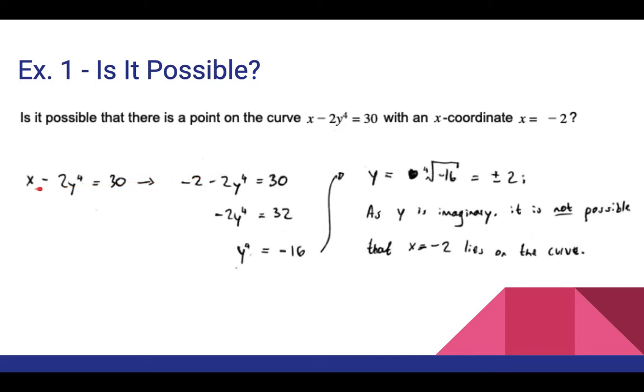In this case, we have x minus 2y to the 4th equals 30. We plug in x equals negative 2 to get negative 2 minus 2y to the 4th equals 30. Solving, we get negative 2y to the 4th equals 32, or y to the 4th equals negative 16. If we find the solution to this, we get y equals the fourth root of negative 16, which is going to equal plus or minus 2i. So the answer lies in finding y, and we see that, in fact, it is not possible that there's a point on the curve with x equals negative 2, because when we solve for the corresponding y-coordinate, we get an imaginary number, which is not possible because all numbers we work with in calculus are real numbers. That's the logic you want to apply to these types of questions when it's asked, is it possible?